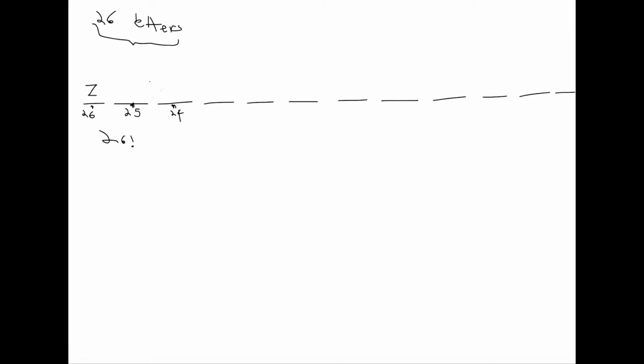So each position can hold a number of letters: the first position can hold 26, the second position can hold 25, the next position can hold 24, because the options get more limited every time. So we do 26 factorial.